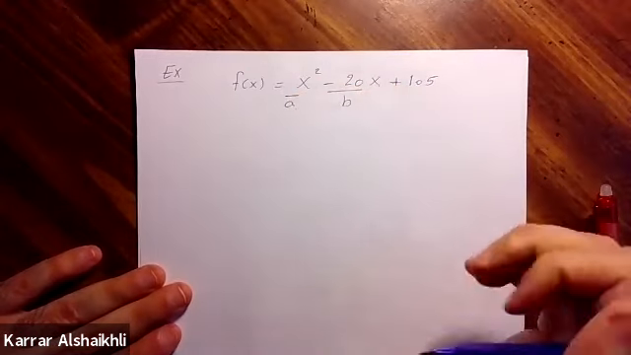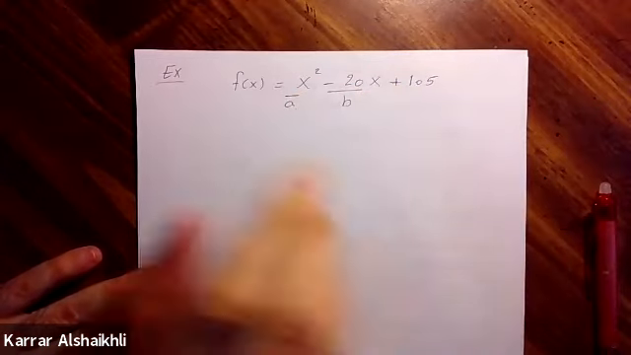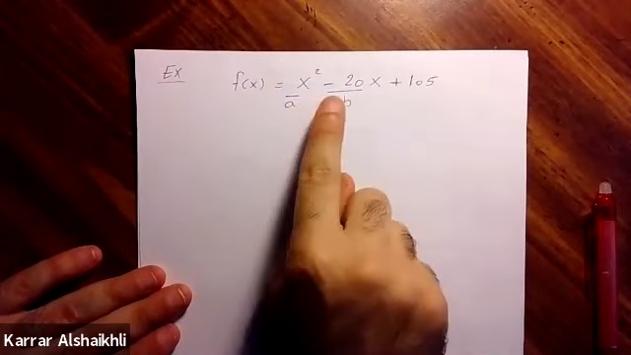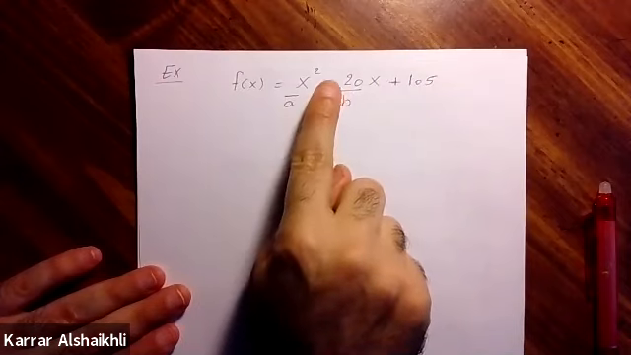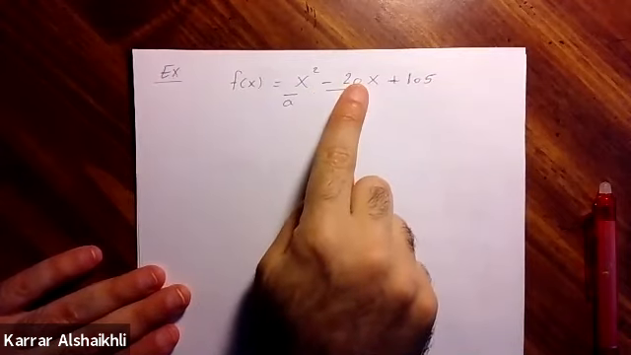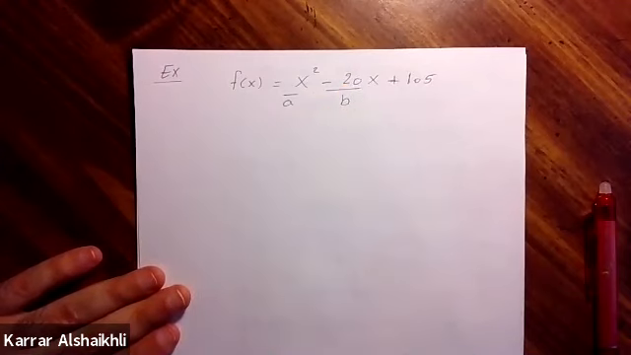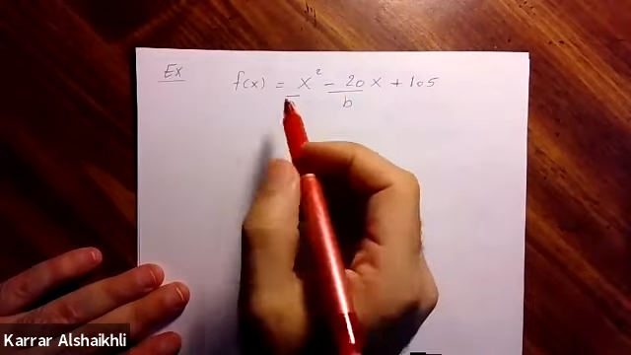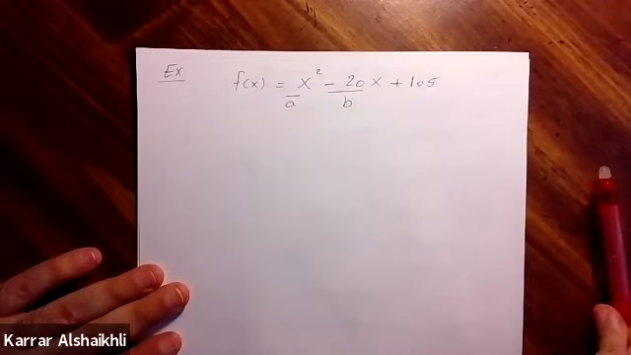Be careful. Here's another note, I need you always to be careful. When you're taking the a and the b, take them with the sign. Don't forget the b here is -20, not 20. If you took 20, everything is going to be wrong. So be careful here, a equals 1 and b equals -20.